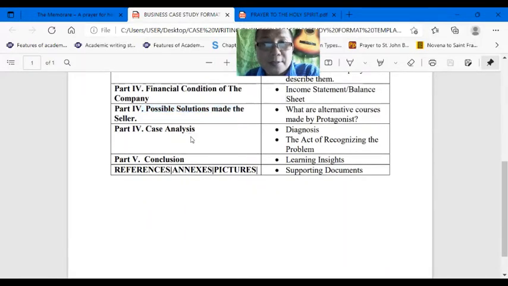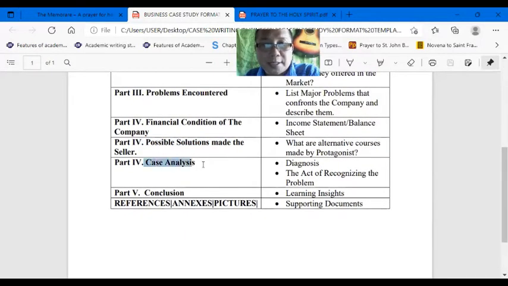Of course, now we have to do case analysis. We diagnose the problem here, given the problem, so we do case analysis. You diagnose.